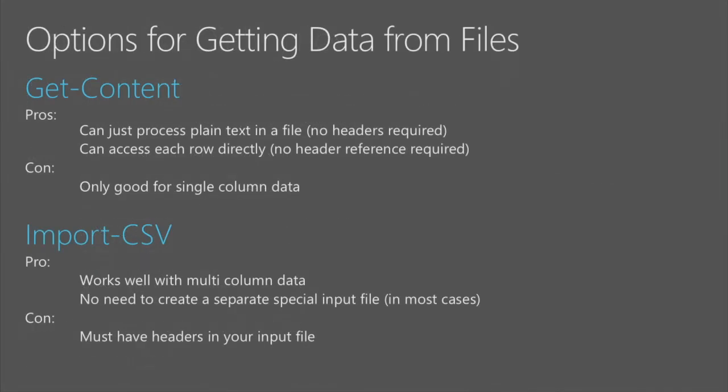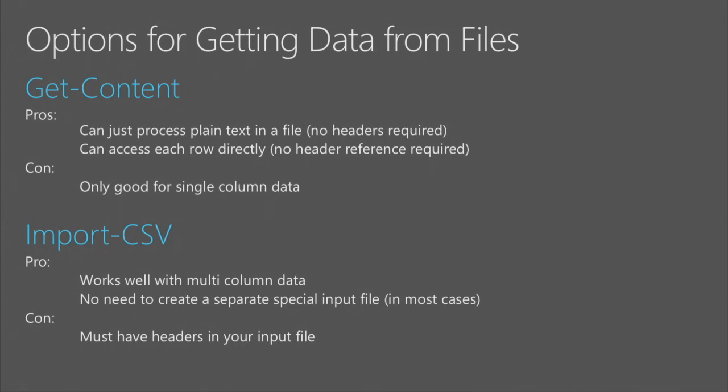All right. So, options for getting data from files. I want to hit quickly on a couple of different things that you have at your disposal. Get-content versus import-CSV. Both are very useful. I'm a huge fan of import CSV, but there's a specific reason why, and it has to do with the data that I'm working with currently at my customer.